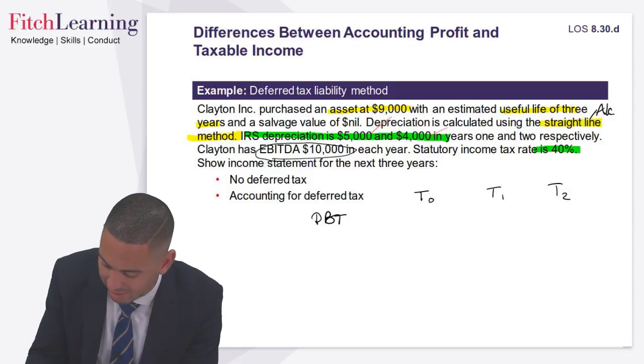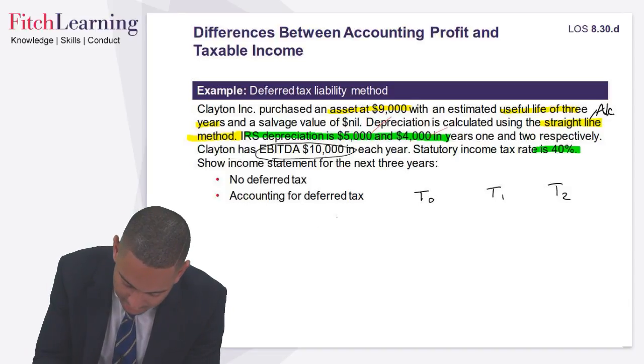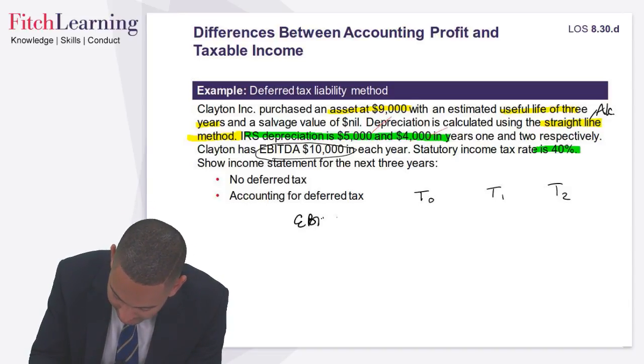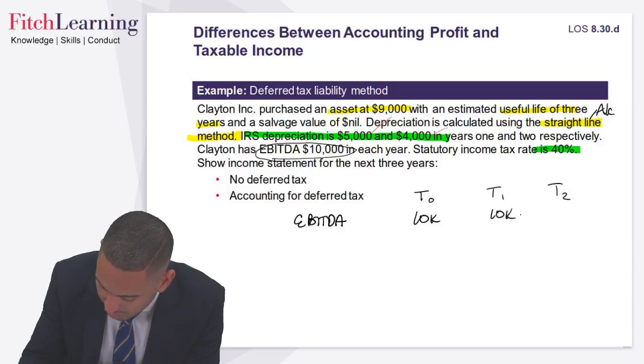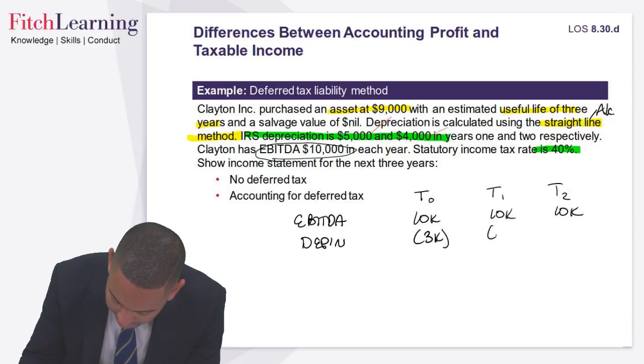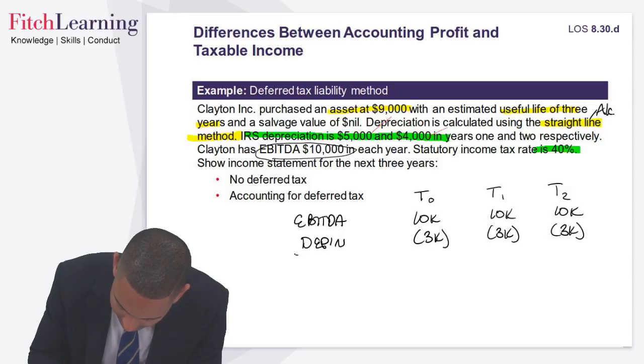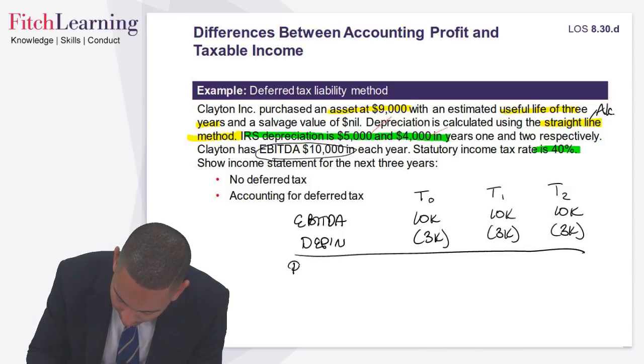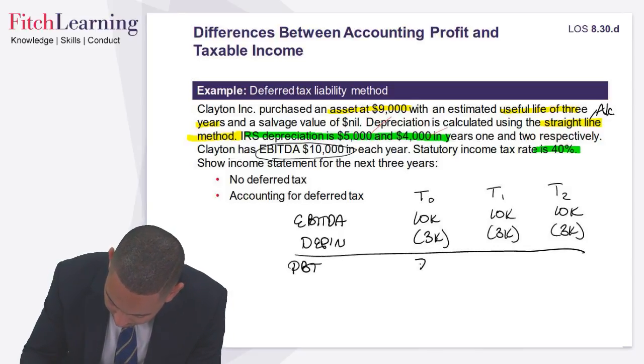And in fact, let's write this out fully like we did on the last slide. Let's bring in my EBITDA of 10k per my accounts. And we're now talking per my accounts, so I have depreciation of 3k. And this gets me down to my profit before tax.